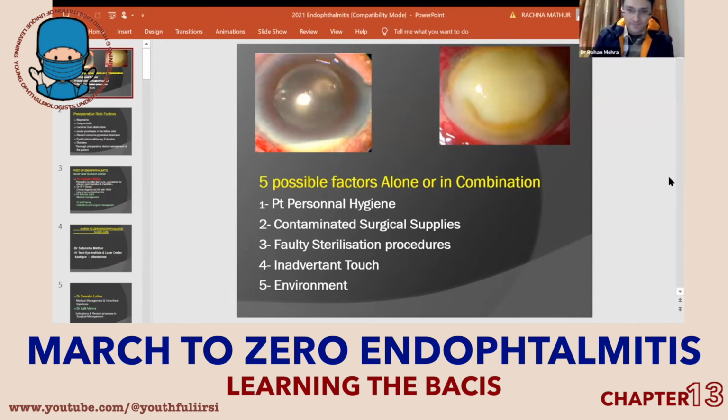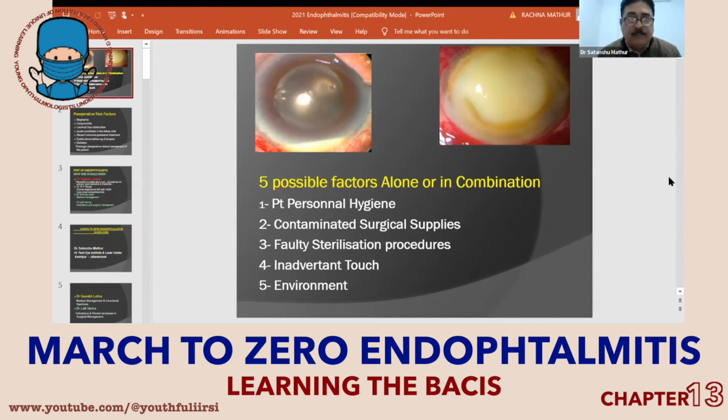Yes, sir. So zero endophthalmitis does not mean absolute zero. The importance is that the chances of endophthalmitis are minimized in your OT and in your area. This is a march to zero endophthalmitis, and it is achievable by keeping in mind 5 possible factors, alone or in combination: patient personal hygiene, contaminated surgical supplies, faulty sterilization procedures. This is very common in endophthalmitis cases.